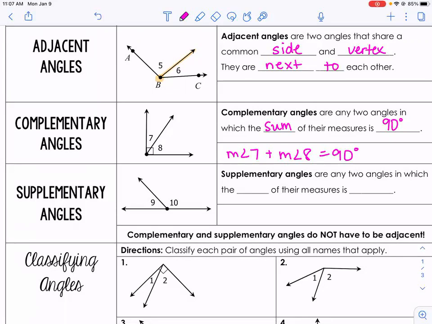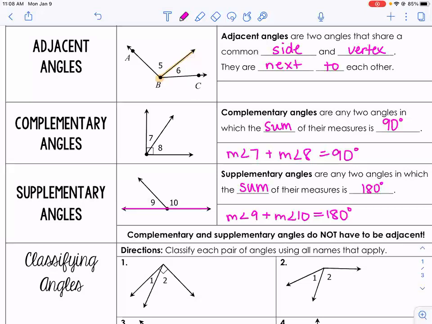All right, Denise. Supplementary. This is so wonderful. The sum of their measures is 180 degrees. I like that you said it's the line, like it makes a straight line, right? In geometry, we have a special name for that. We won't worry about that. You can worry about that in a couple of years. But when we have supplementary angles, when we add their measures together, they equal 180 degrees.